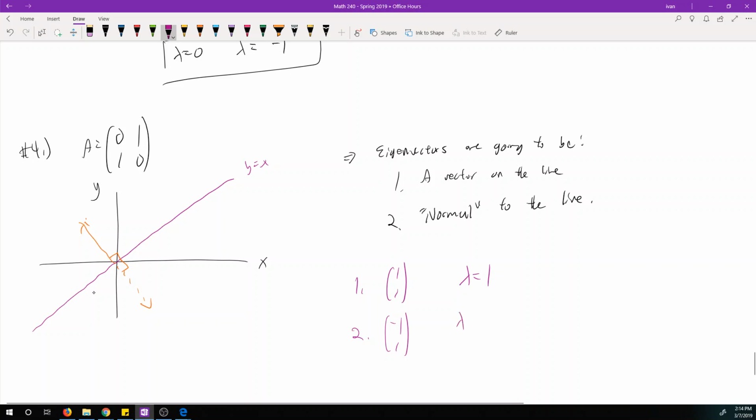And then what's the eigenvalue? Well, it gets flipped over the line, so the eigenvalue is negative 1. So it's just a two-dimensional version of the plane problem. Yeah. Okay. Any other questions?